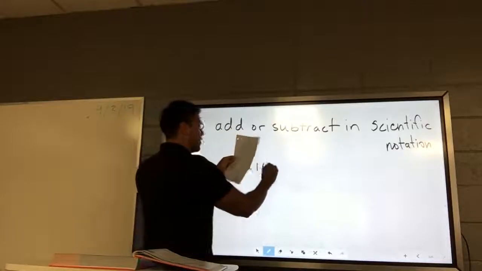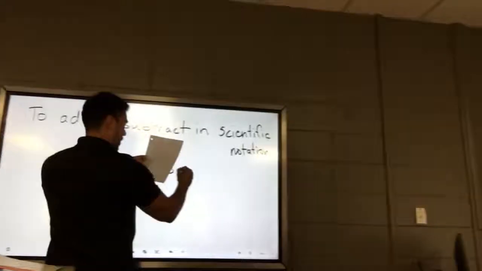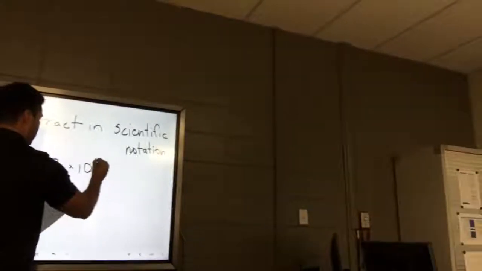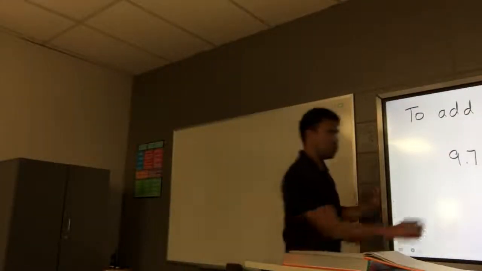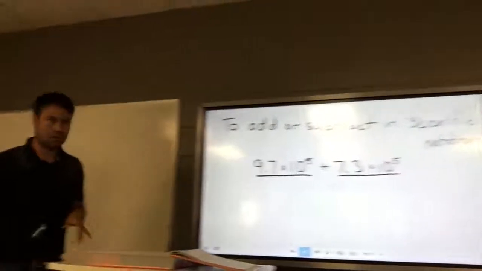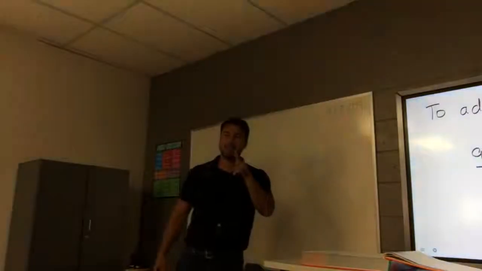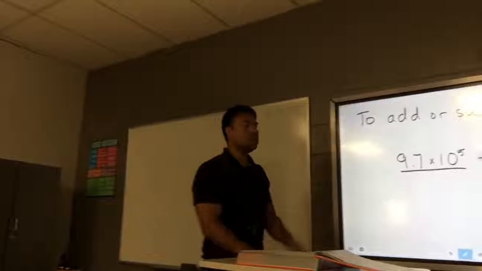9.7 times 10 to the 5th plus 7.3 times 10 to the 5th. Okay, that's an addition problem. Please be careful. You're adding those two numbers. Are they both in scientific notation? Are they proper? 9.7, is that between 1 and 10? Okay, good. Is 7.3 between 1 and 10? Okay, good.